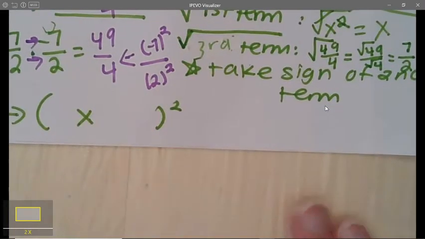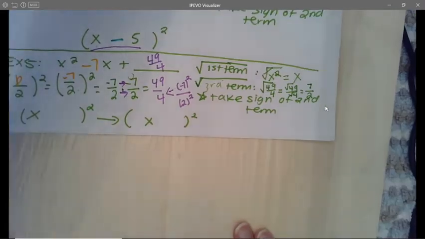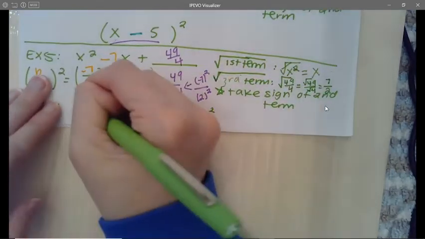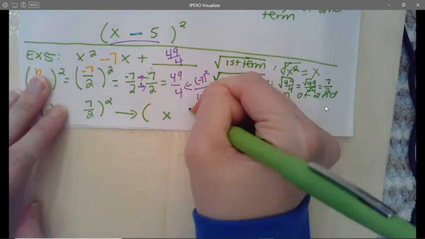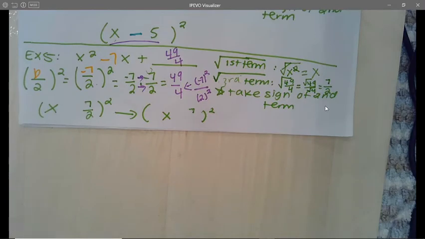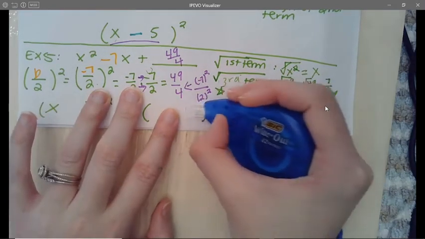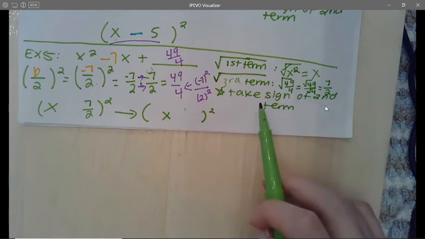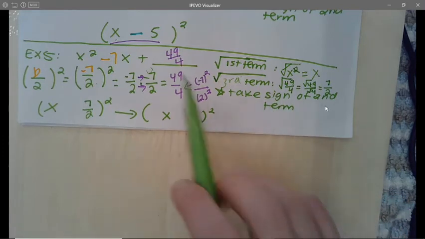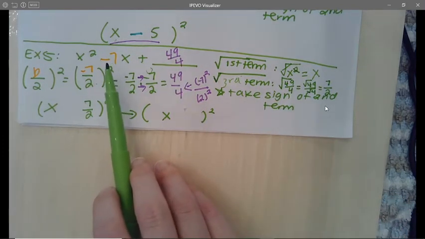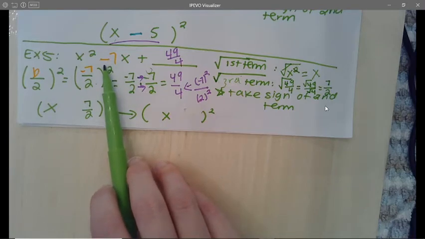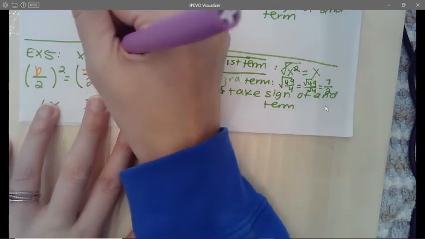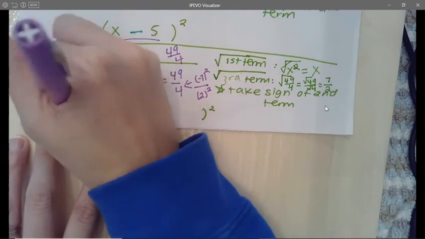Okay, so then I'm going to write 7/2 in my parenthesis. So 7/2. Oh, not over there. And then don't forget the shortcut. You're going to take the sign of the second term, which the second term in my equation is negative. It's that -7x. So it's negative.